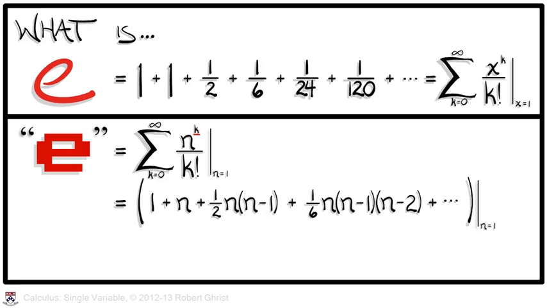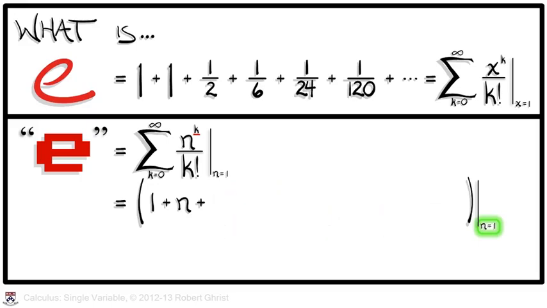What happens when we evaluate this at n equals 1? Most of the terms vanish. All of the terms vanish, except the first 2. When we evaluate at n equals 1, we get 1 plus 1, which, as you know, is equal to 2. Therefore, in discrete calculus, e really takes on the value of 2.